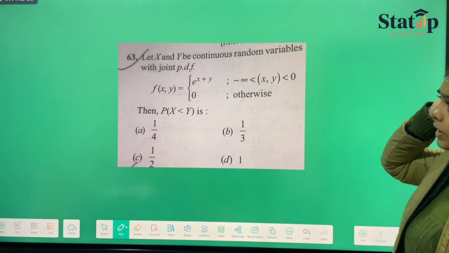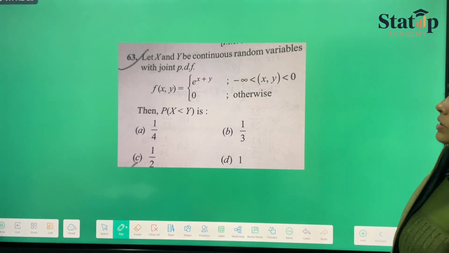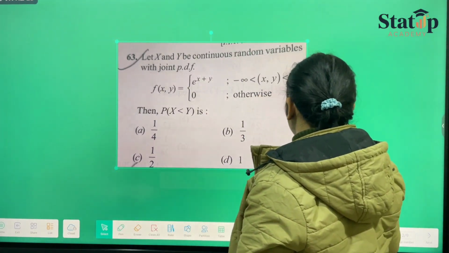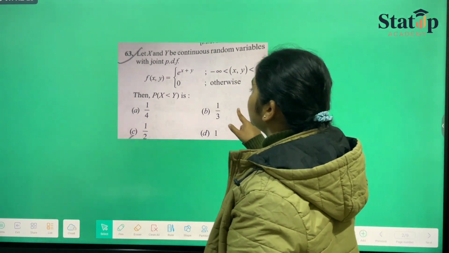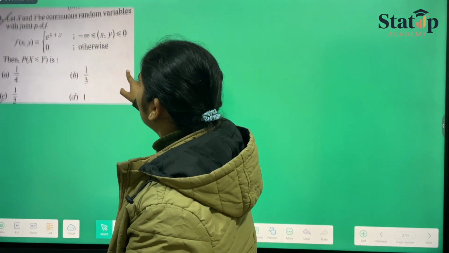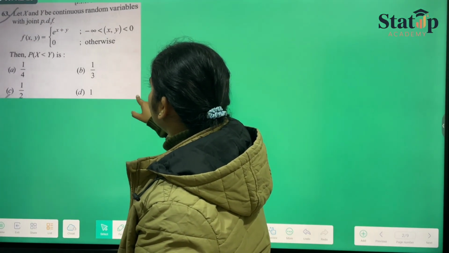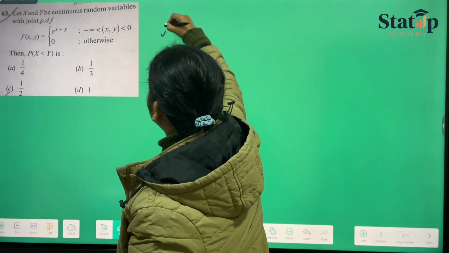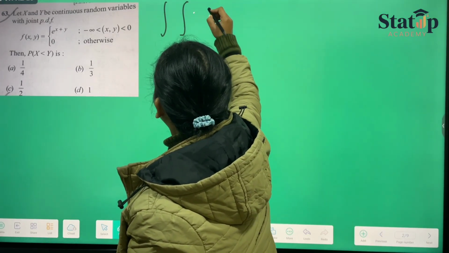Here they have given us a continuous random variable joint PDF, and we have to find the probability y is less than 1. When they have given us probability, then we should consider this probability while integrating the topic. So double integration will be there.